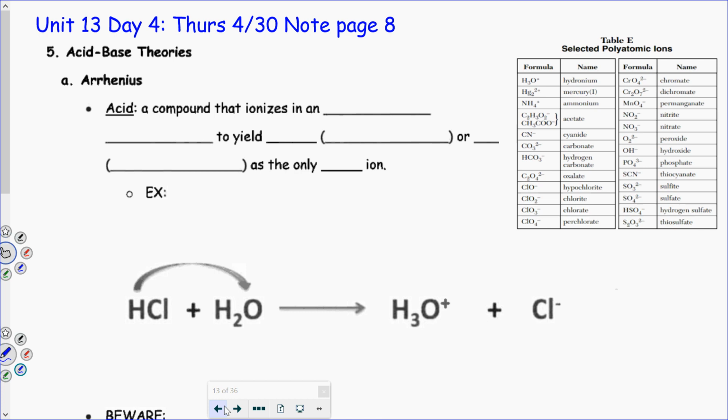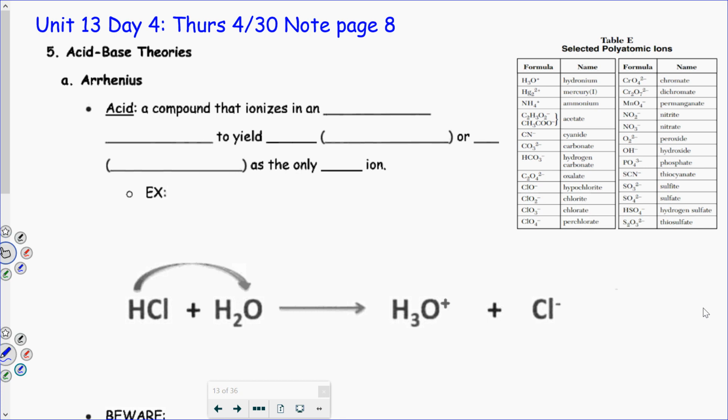So we're going to start with acids. What I did was I took a little picture snapshot of table E, which is your polyatomic ions table in your reference table. So have that out in front of you. I put it here so it makes it easier to reference.